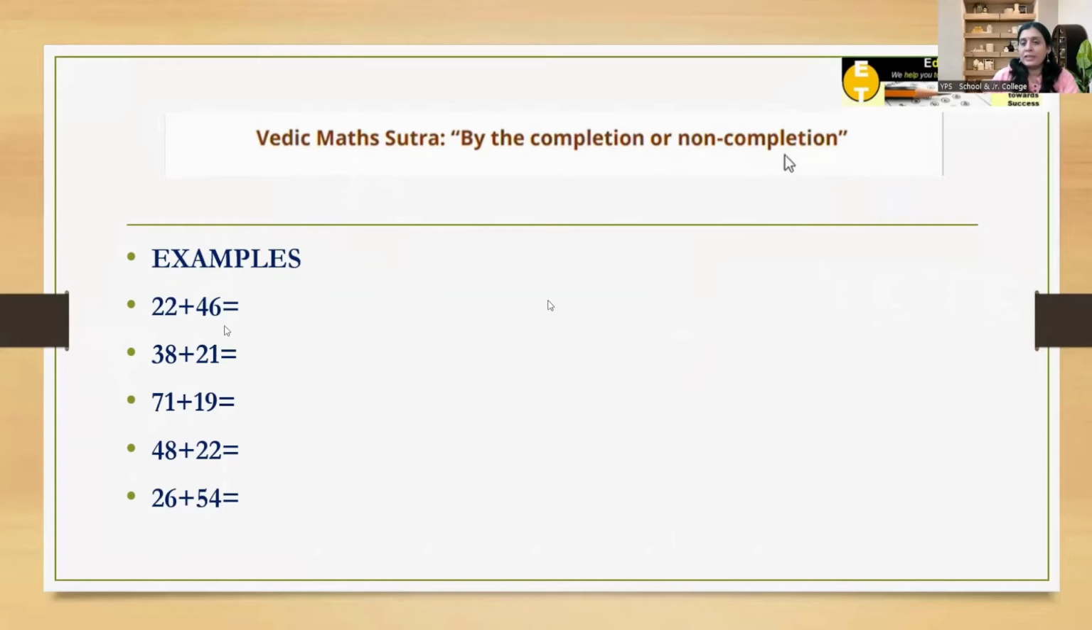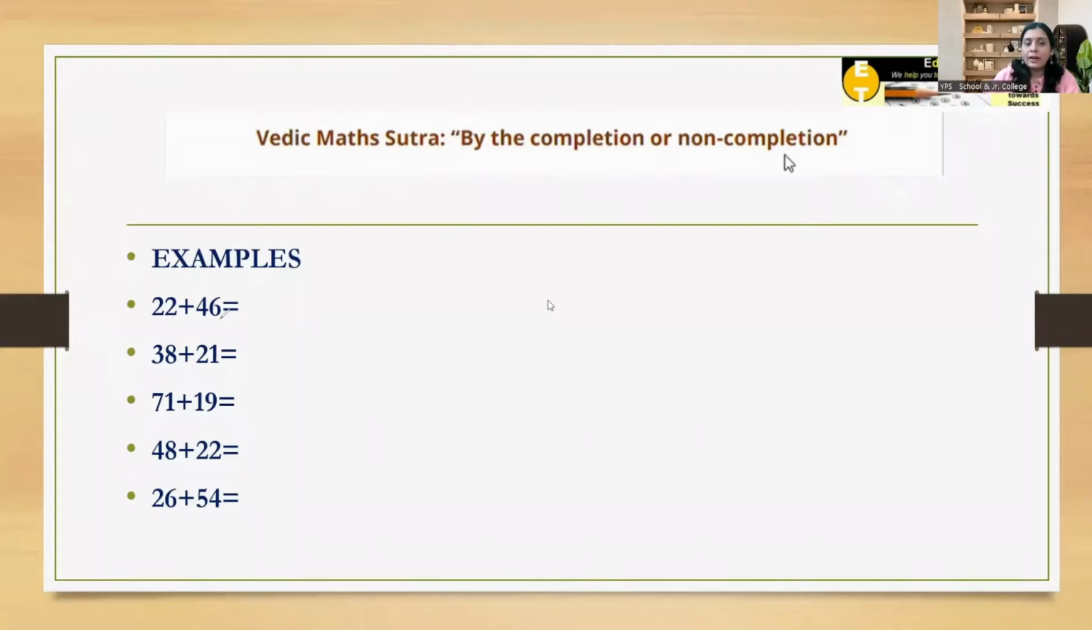22 and 46. These are non-complete numbers because multiples of 10 are not there. So if 10 or a multiple of 10 is not present in the number, it is considered a non-complete number. So 22 and 46 are both non-complete numbers. So what we are going to do is make them complete.